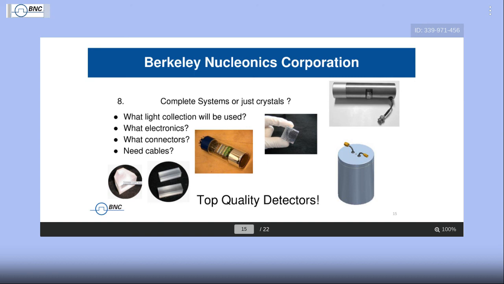I like to think of crystals as really being just a commodity. You can get them just about anywhere. It's something that you can sort of shop online for. But the whole detector, the finished package, everything that goes into it, that's an art. It's a craft, and that's something that we're recognized as being very good at.